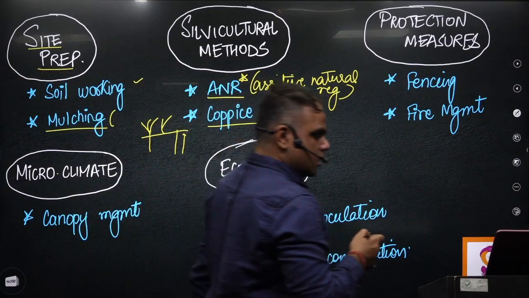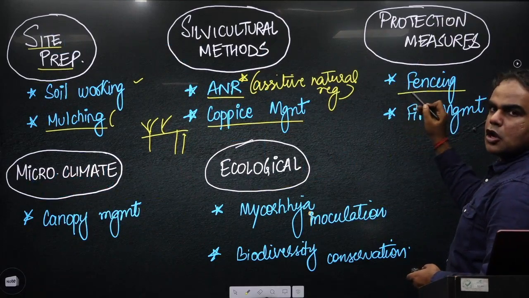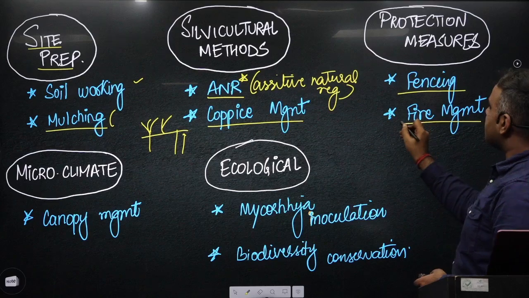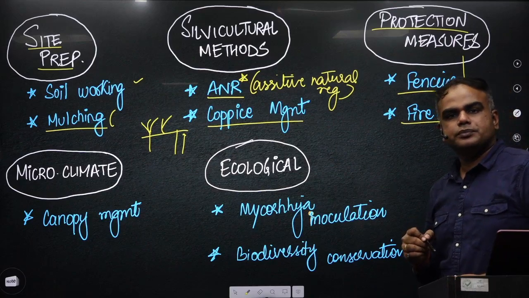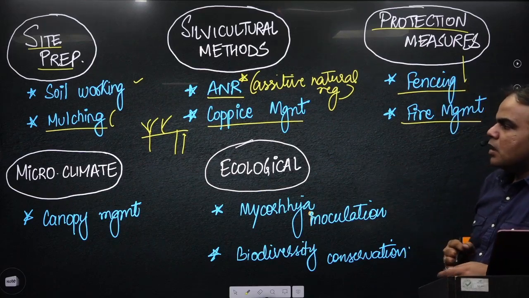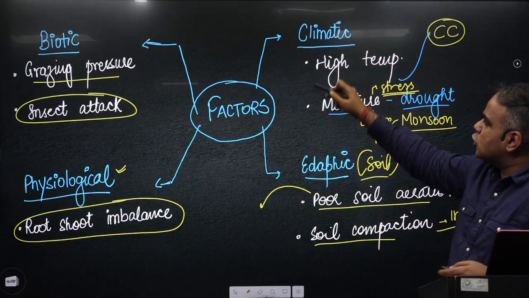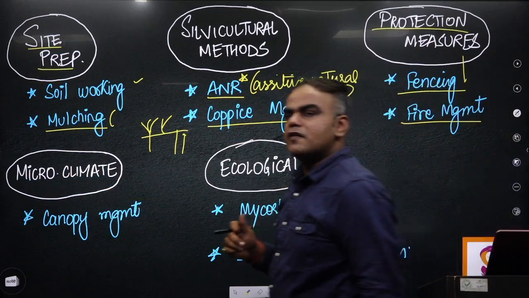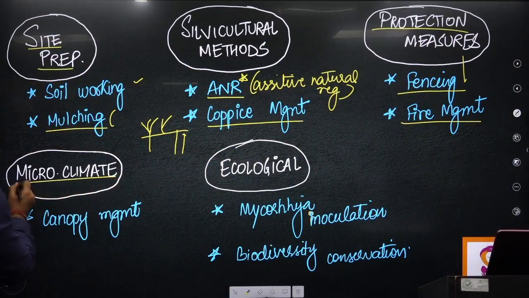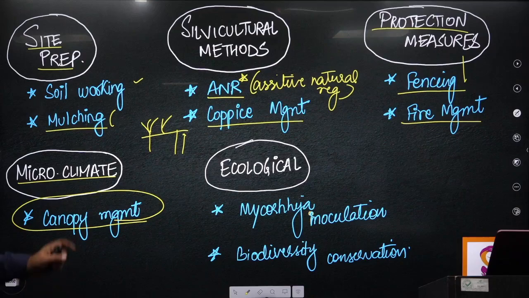Now to address grazing pressure and insect attacks, of course we can go for fencing. To address forest fire issues, we can go for fire management. These are all protection measures, and they can also be undertaken. We can also manage the microclimate, which can address the high temperatures or the moisture issue to a certain extent. One way to manage the microclimate is through the management of canopy. If the canopy is better managed, this can be taken into account.